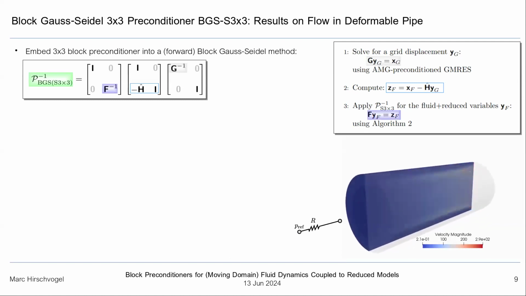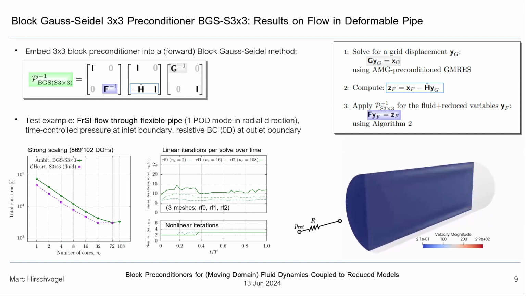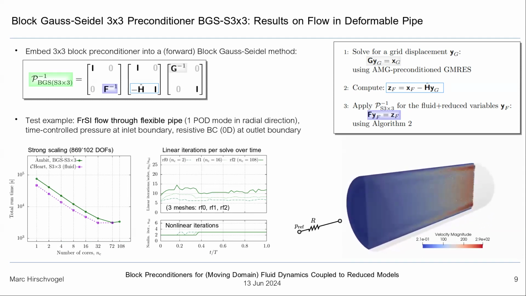And this is just an example of a flexible pipe where we have one POD mode actually, on the lateral surface, so it can only deform in this radial direction. We have a pressure boundary condition, and we connect it to some resistive model. And there we see again this kind of strong scaling and iterations over the whole simulation time for 3 different meshes. Of course, if you refine, you also change the physics a bit. You need a little bit more iterations, but still it converges pretty nicely in 3 nonlinear iterations. Actually, each step also.